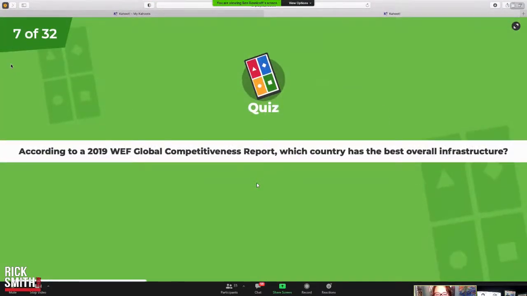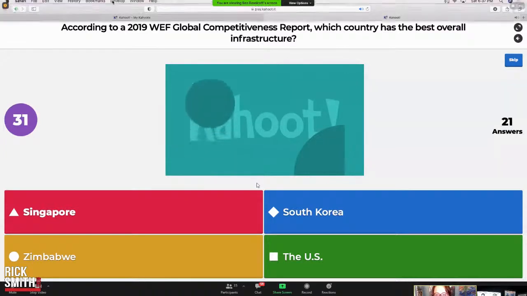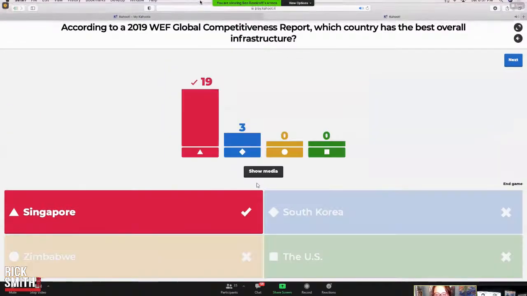Question number 7. According to the 2019 World Economic Forum Global Competitiveness Report, which country has the best overall infrastructure? Is it Singapore, Zimbabwe, South Korea, or the U.S.? This is a really simple one. There should be no one that gets this wrong. Singapore, Zimbabwe, South Korea, or the U.S. Pick your color. I think I can guess. I know which one's not. So let's move on to see what we got.